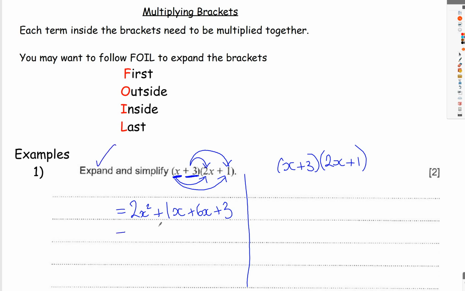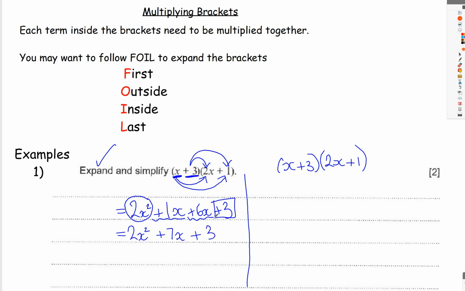Next step is to simplify. So 2x squared, there's no like term to 2x squared, so we just write 2x squared. Plus 1x, is there a like term to that? Yes, plus 6x, so that will give us plus 7x. And then plus 3 is on its own, there's no like term, so we just write plus 3.